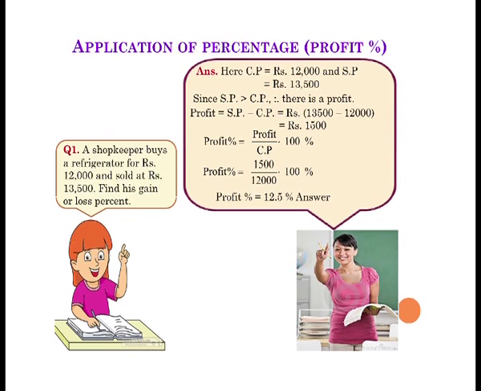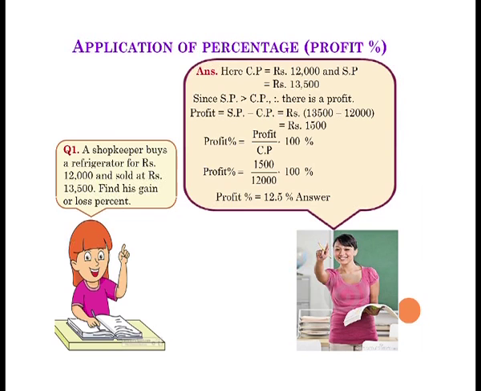Now we will take one example. A shopkeeper buys a refrigerator for rupees 12,000 and sold it at rupees 13,500. Find his gain or loss percent. First you have to see the question. Cost price is 12,000 and selling price is 13,500. Here the cost price is less than the selling price, so there must be a profit.